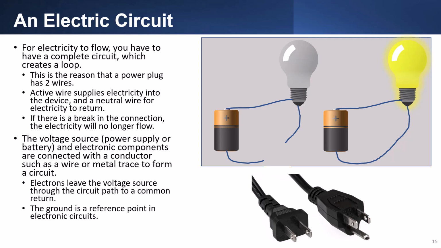For electricity to flow, you have to have a complete circuit, which creates a loop. This is the reason that a power plug has two metal prongs and two wires, one for electricity to run into the device and one for electricity to return. The voltage source, including power supplies or batteries, and electronic components are connected with a conductor such as a wire or metal trace to form a circuit. Electrons leave the voltage source through the electrical path to the electrical load and return to a common return. The ground is often used as a reference point in electronic circuits.